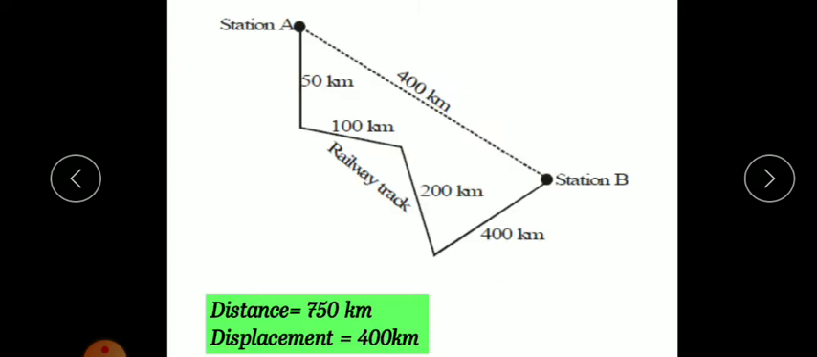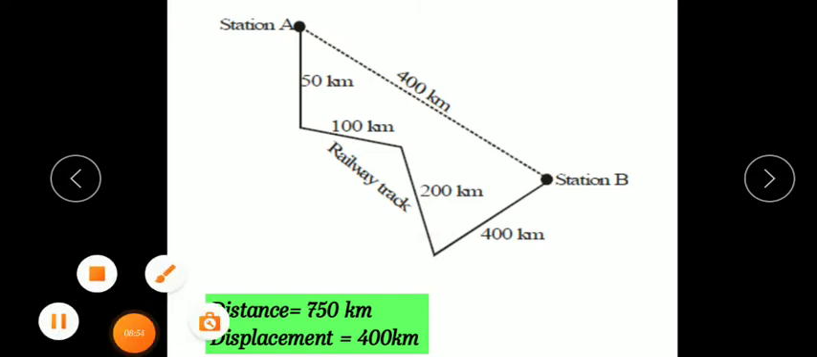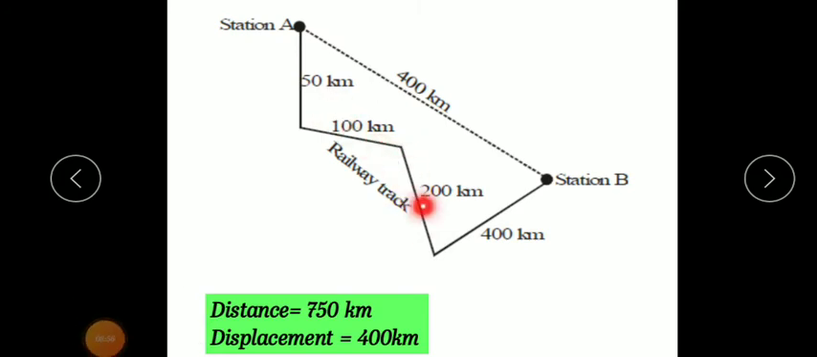One more example. An object travels from the station A to station B along this path. Okay, this path, and what is the distance traveled by the object? Yes, from here to here 50, then here 100, 200, 400. On adding these values, we will get how much? 50 plus 100, 150. 150 plus 200, 350. 350 plus 400, 750. So the distance traveled by this object is 750.